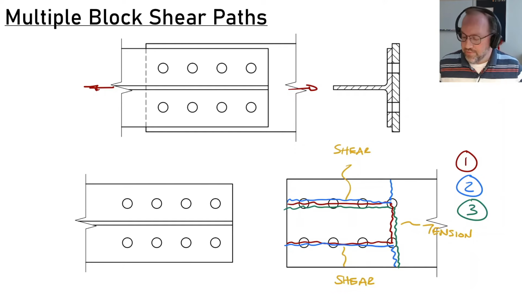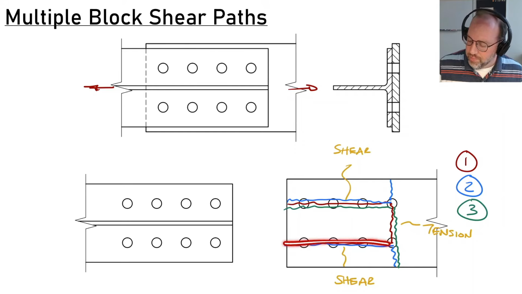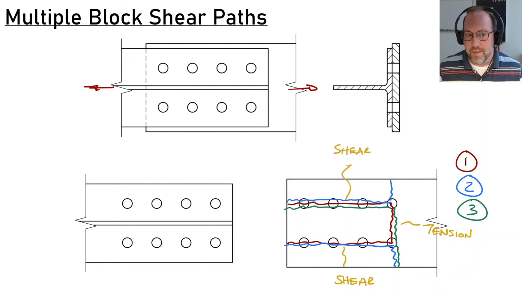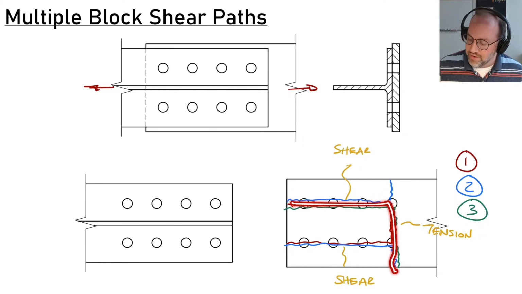The mirror of 3, obviously I could go through the bottom 3 bolts and up to the top. That'll look the same for most symmetric sections, so I'm not going to call that a different path. But if you have sections that are asymmetric, you might have to check both of those. So this could be different from this, for example.